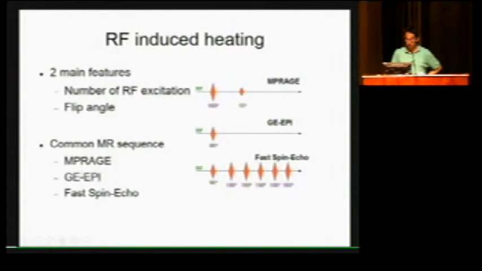These MP-RAGE, gradient echo EPI, and fast spin echo sequences are the most commonly used MRI sequences. MP-RAGE is just a 180 degree inversion pulse followed by very small flip angles, so this can be very low. Gradient echo EPI is typically a 90 degree pulse followed by very fast gradient switching. The fast spin echo is a 90 degree excitation followed by many 180 degree flip angles. The induced heating depends on the number of RF excitations and the square of the flip angle, so we can expect that fast spin echo is much more dangerous.